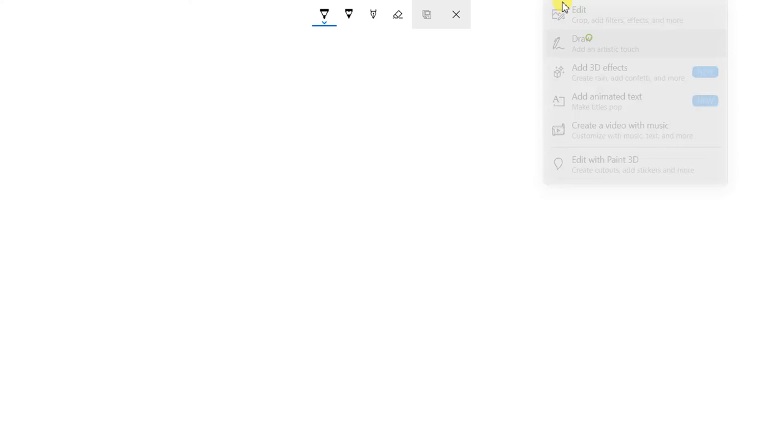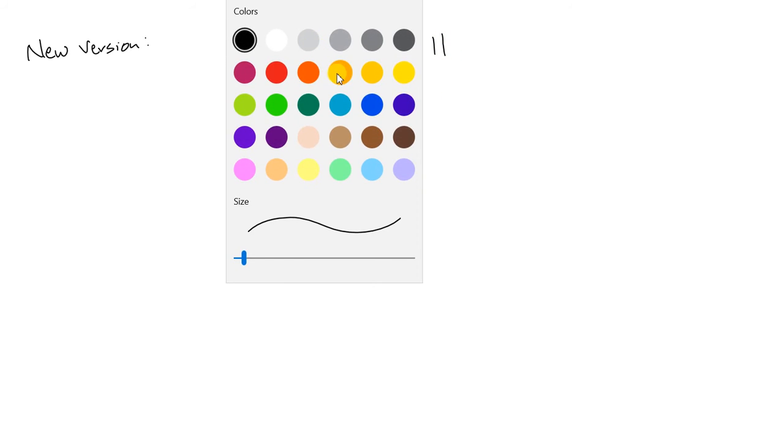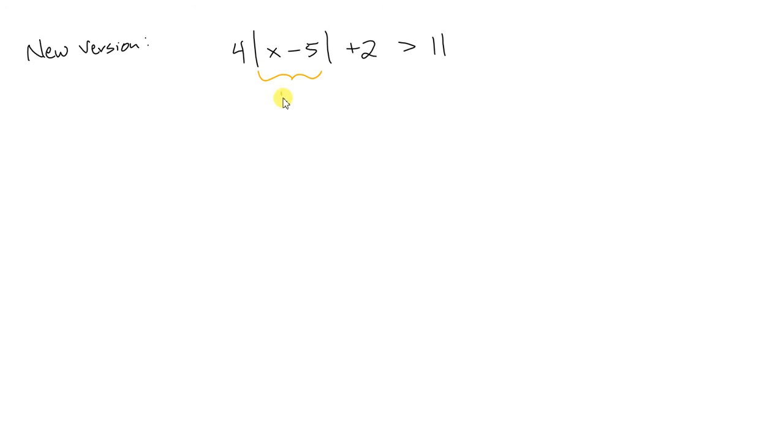Okay, so I'm just going to create the problem again, but now we have a new version where we're going to change things a little bit. What if I had 4 absolute value of x minus 5 plus 2 is greater than 11? How would that change things? So the first step still is to isolate the absolute value. We want to isolate this guy.